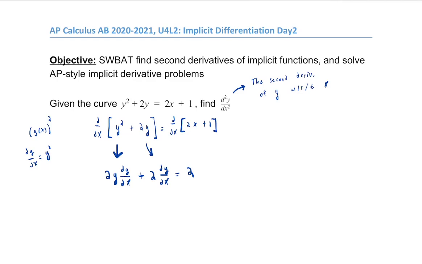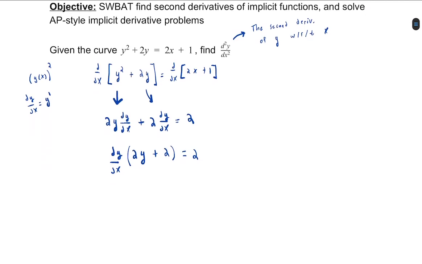Now we have to solve for dy dx. The move you want to make is to factor it out of both of these. So we have dy dx times 2y plus 2, all of that equal to 2. Then the derivative of y with respect to x is equal to 2 over 2y plus 2. So that's straightforward. That is the first derivative of y with respect to x.